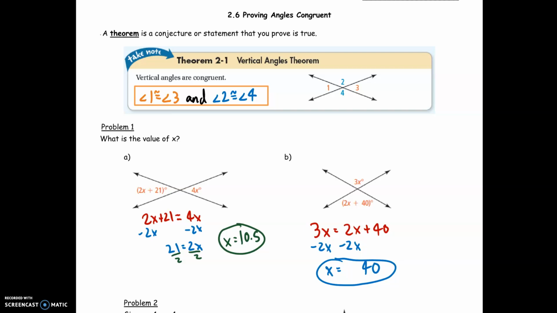We can make that statement using, again, our vertical angles theorem. Top and bottom are vertical, so they're going to be equal. And then if I subtract 2x from both sides, that's a relatively quick algebra solution, just allowing us to find that x, now that it's isolated, would be a value of 40.